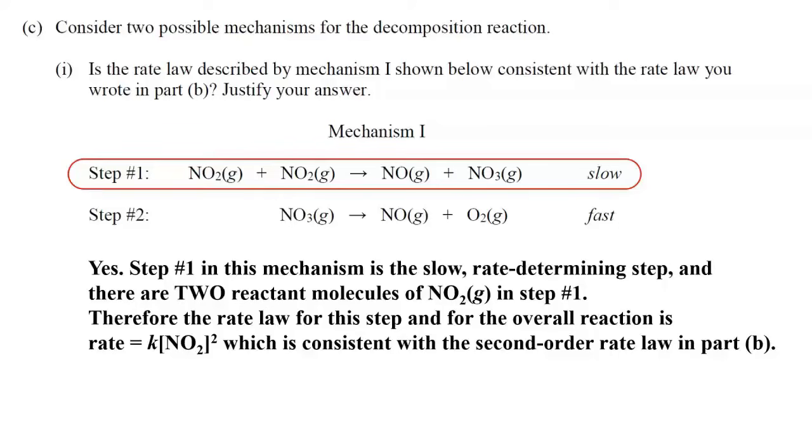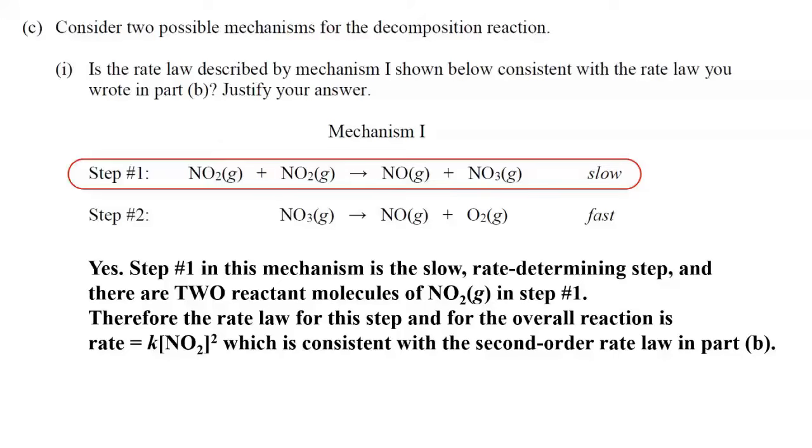Step 1 in this mechanism is the slow rate determining step. There are 2 reactant molecules of NO2 in step 1. Therefore, the rate law for this step and for the overall reaction is rate equals K times the concentration of NO2 squared. And that is consistent with the second order rate law in part B. So mechanism number 1 was very simple and straightforward because step 1 was the slow rate determining step.